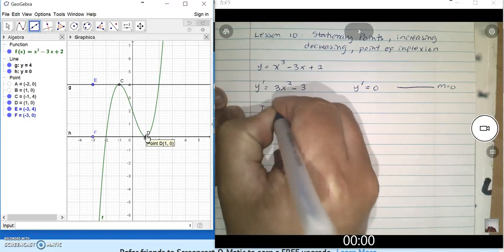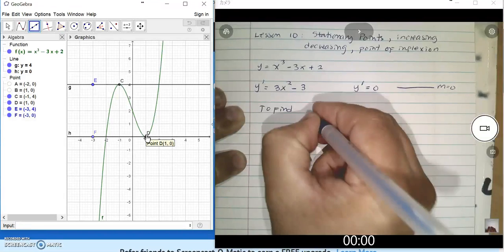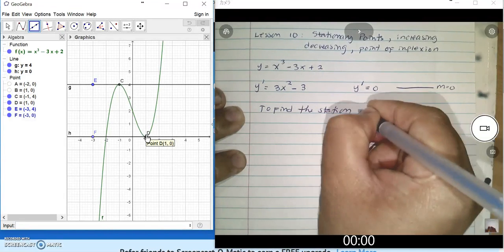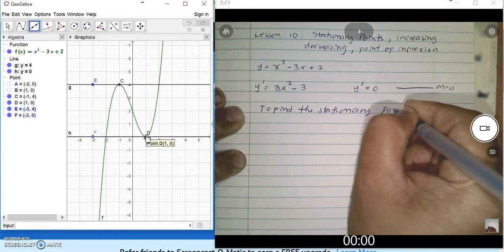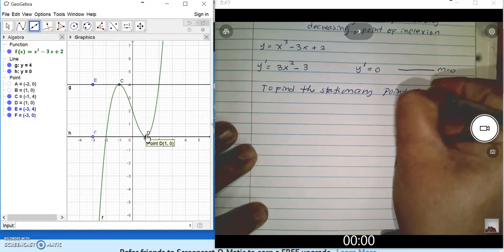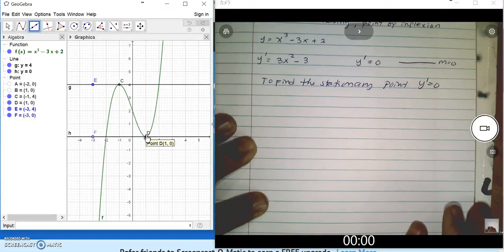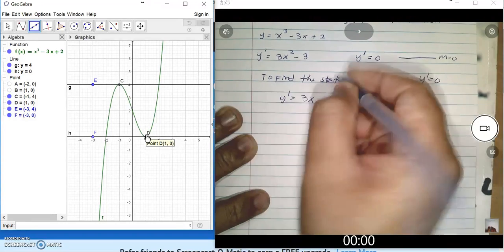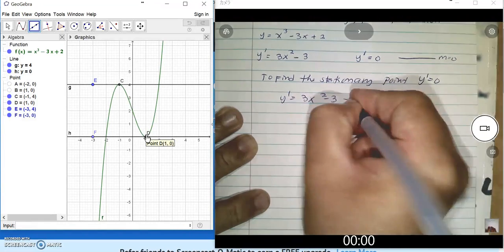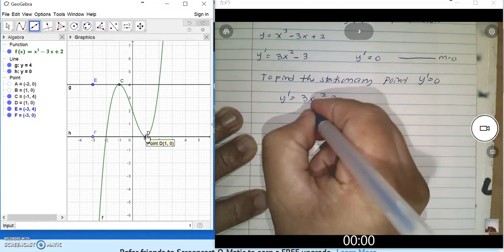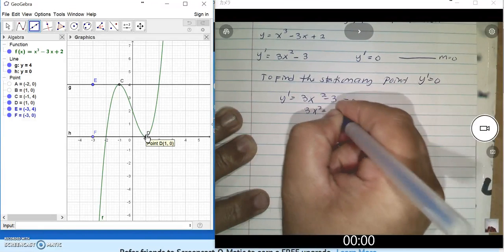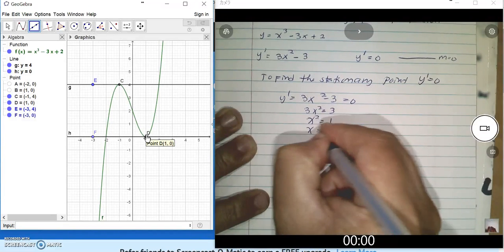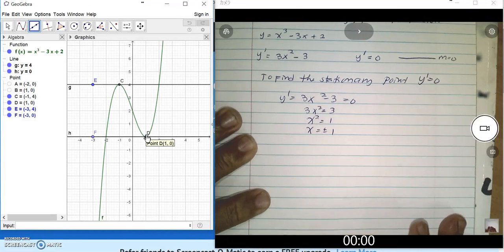How shall we find those stationary points? To find the stationary points, as we have said before, you need to set your y prime equal to 0. So you have y prime, which is equal to 3x squared minus 3 equals 0. It means that 3x squared is equal to 3 and x squared is equal to 1. So x is equal to plus or minus 1.